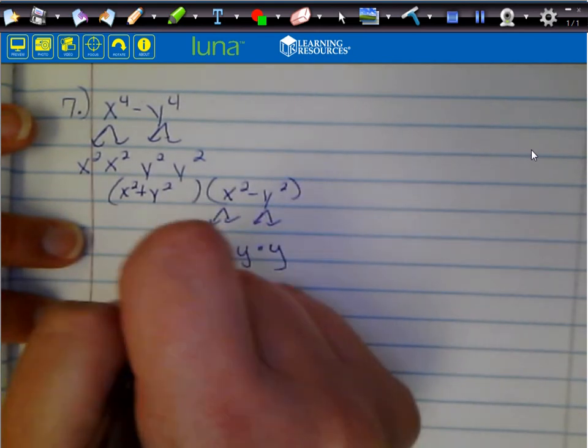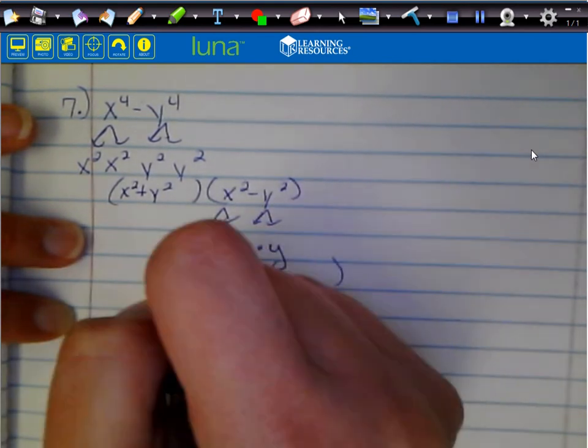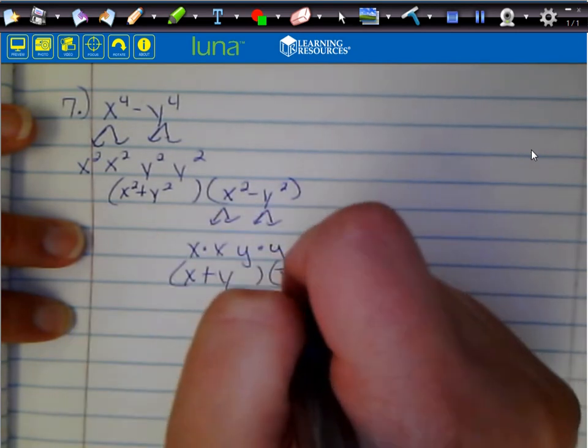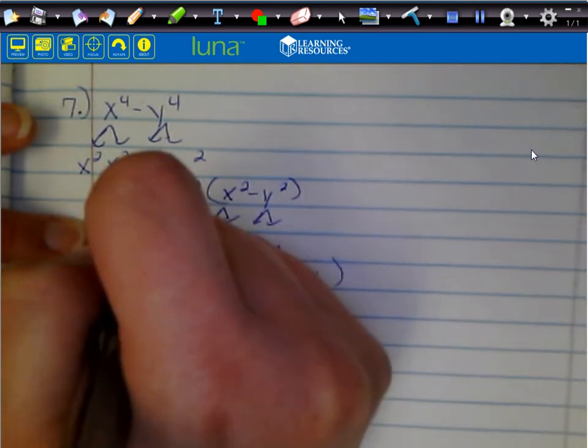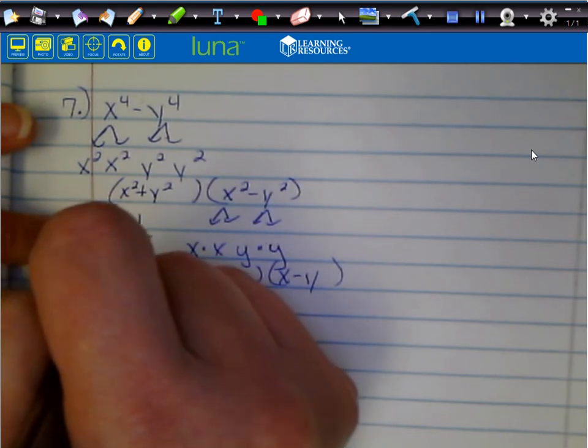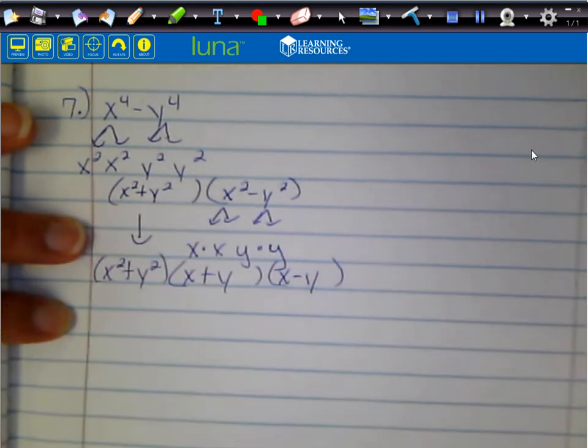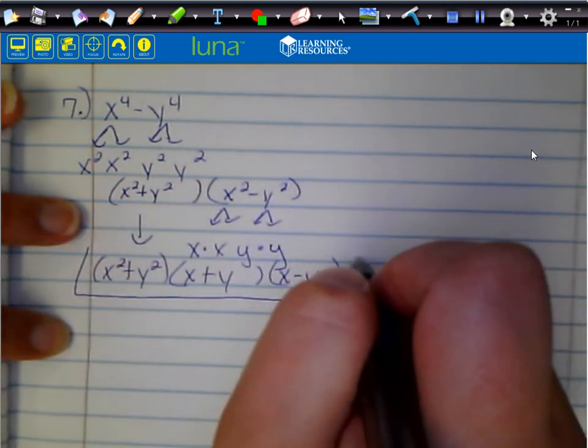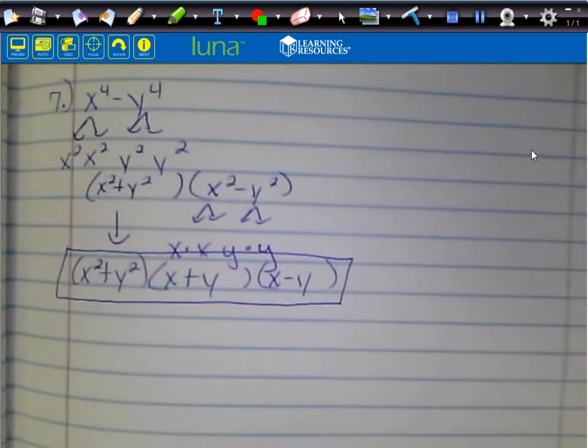So then whenever I do my two sets of parentheses, I'm going to have x plus y and x minus y. And I'm going to bring this one down because, again, I couldn't factor it. x squared plus y squared. So here's my final answer for that one. I have x squared plus y squared, x plus y, and x minus y. You have to make sure that it's completely factored before you're done.